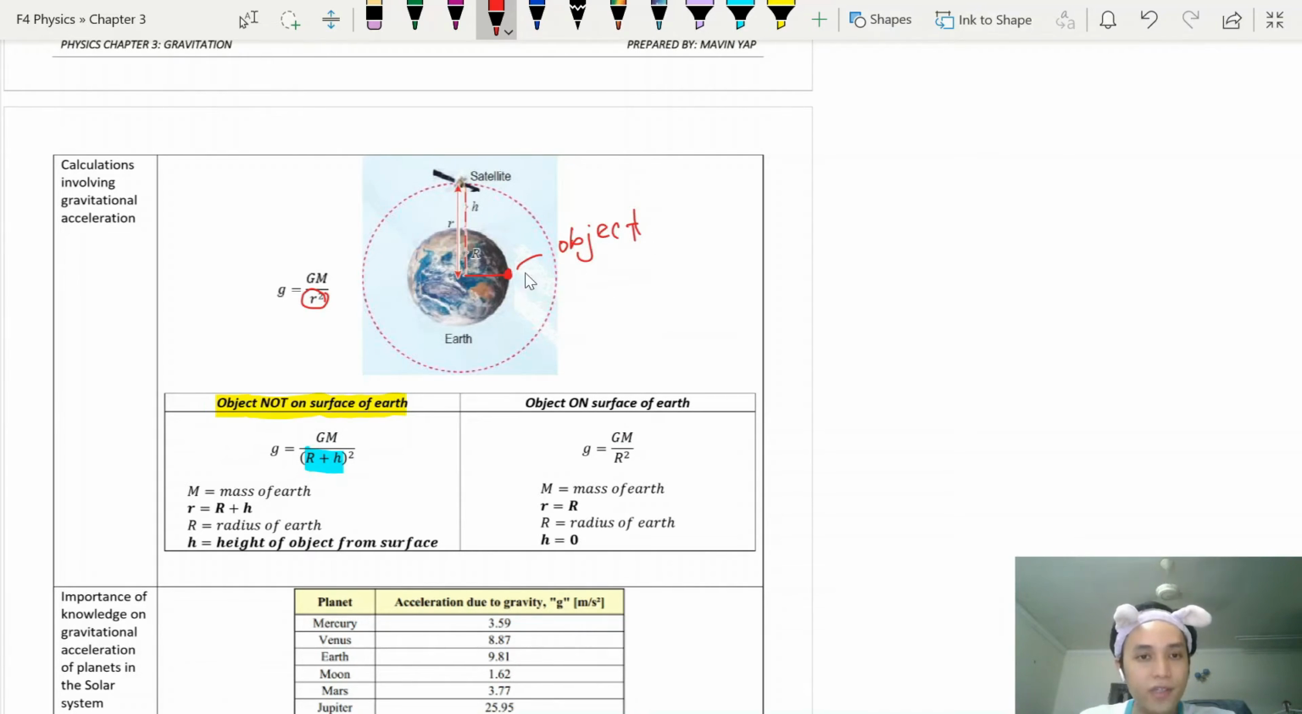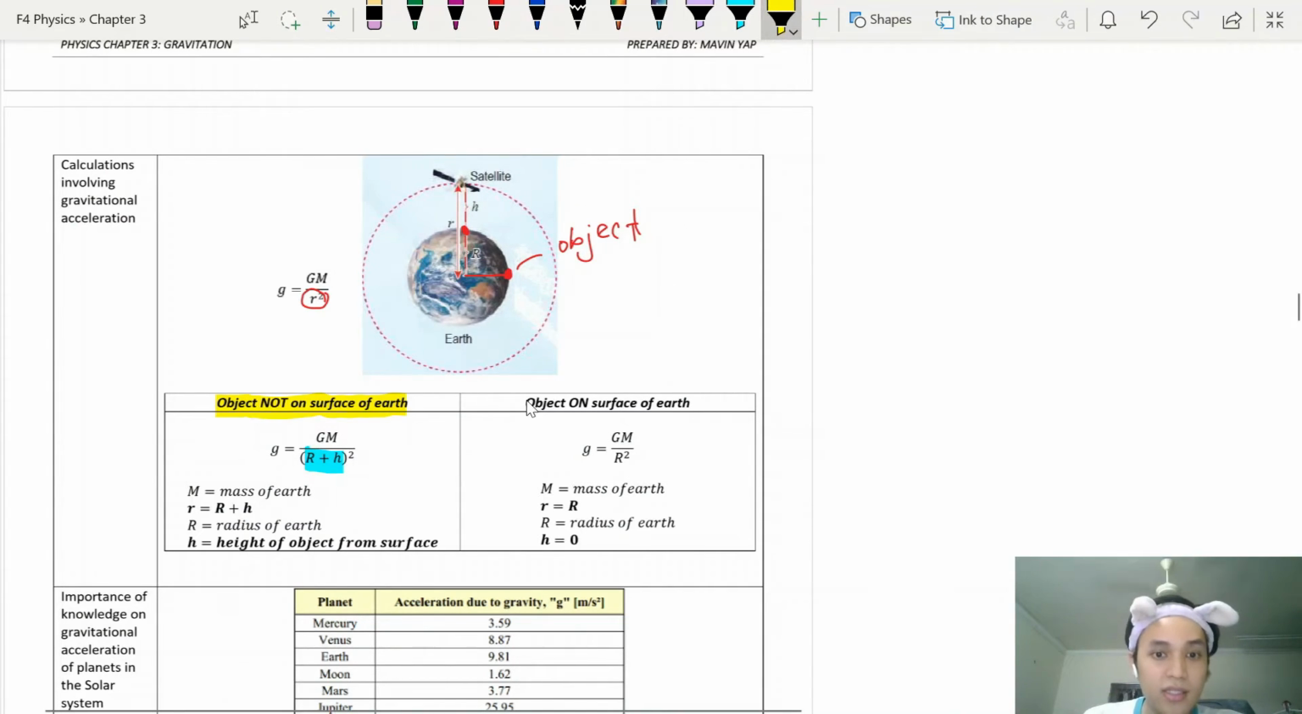Okay, when it's at the surface of the Earth, the distance between the object and the center of the Earth is equivalent to the radius of the Earth. Meaning it's at this point here. And so your r, you just take the radius of the Earth. That is why below here, they change it into capital R squared. This capital R refers to the radius of the Earth.